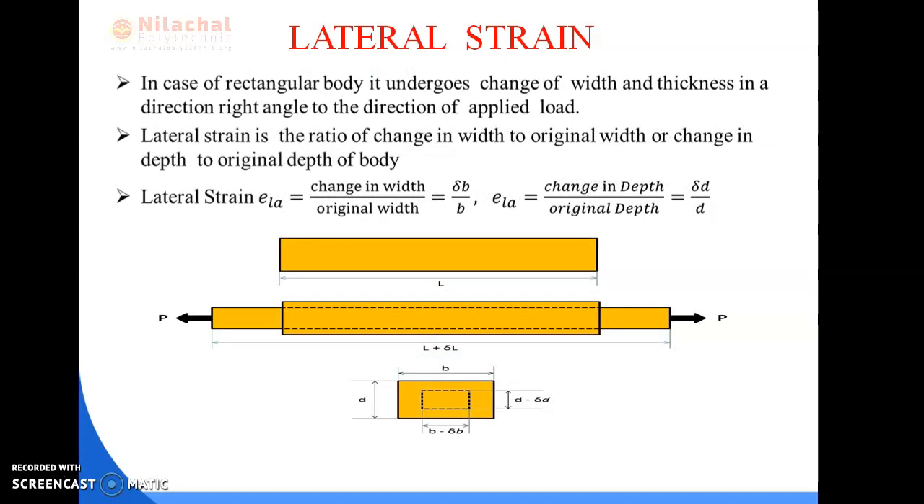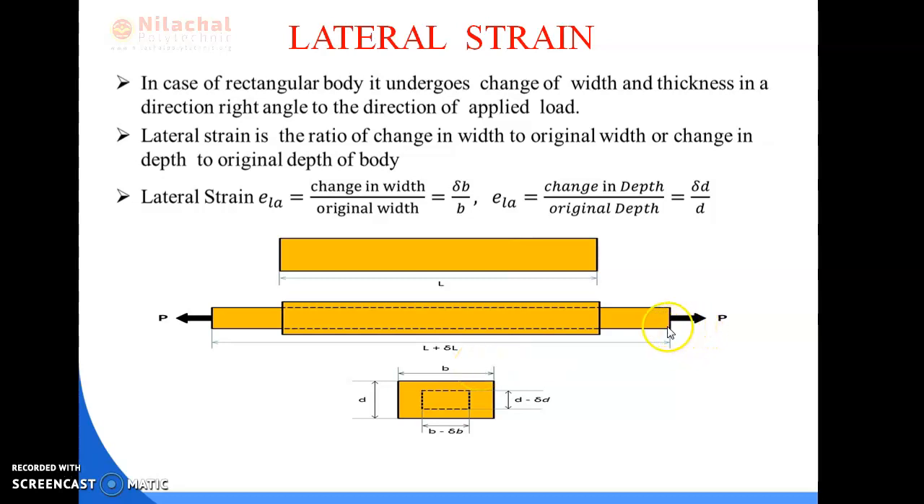In another case, if we study rectangular bodies, we have three dimensions: length, width and thickness. As shown in the figure, initially the length of the body is equal to capital L. The body is applied with load P, that is tensile, due to which the length increases. Now L plus del L is the deformed length of the body.